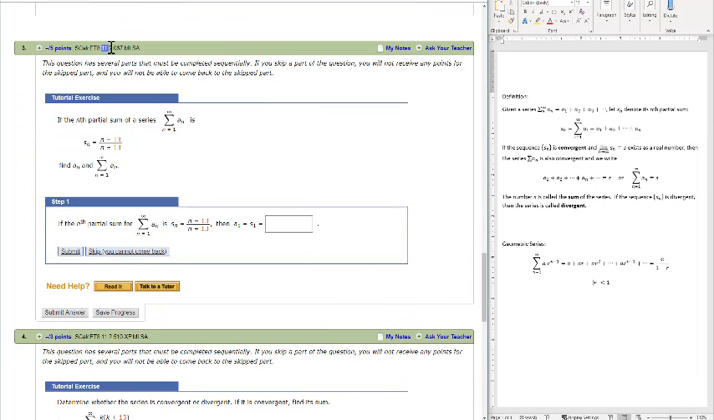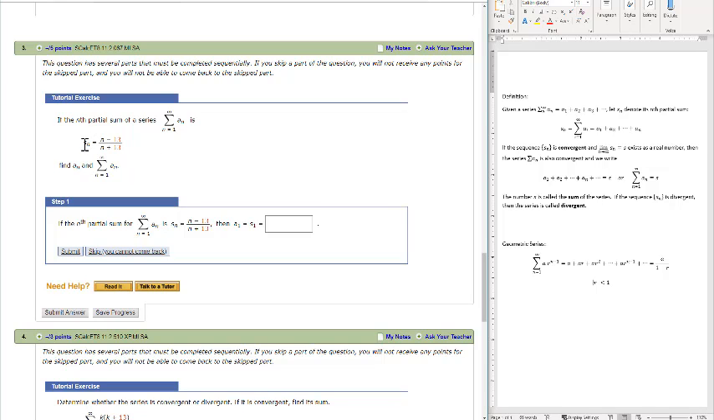Let's do a problem from your lab assignment, section 11.2. It says here, if the nth partial sum of a series, a sub n, as n goes from 1 to infinity, is equal to s sub n is equal to n minus 13 divided by n plus 13. This is the partial sum. Then find a sub n and find this sum.